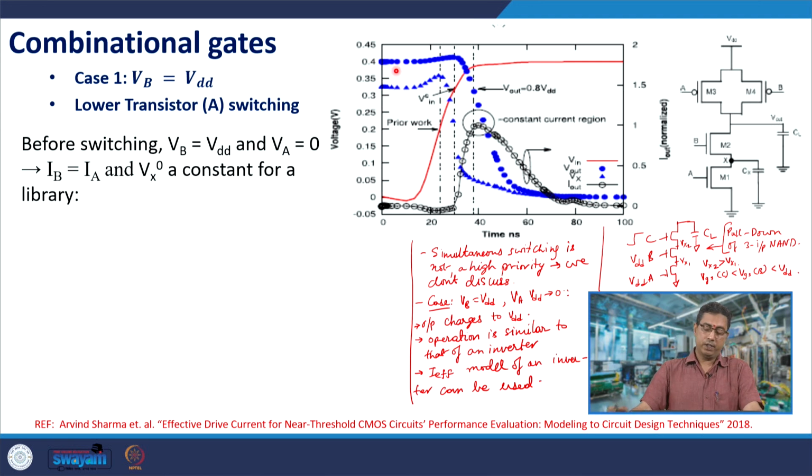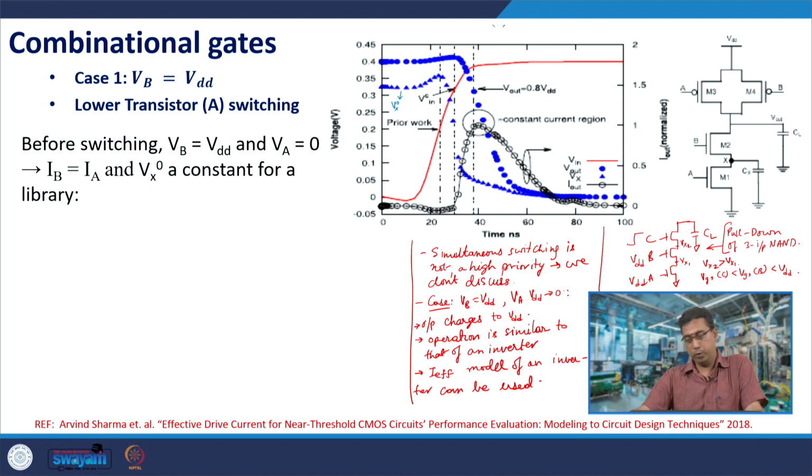So what is the value of this Vx and why do we require it? Because the input A starts switching from 0 to VDD, the initial voltage that it finds for VDS of M1 is this value. So we call this value Vx naught. The initial VDS of M1 would be Vx naught, and that is why we are interested in it.